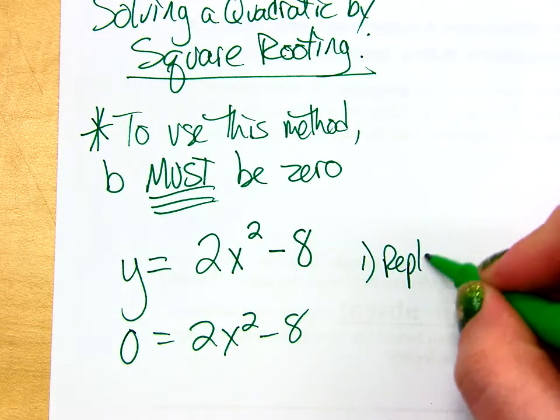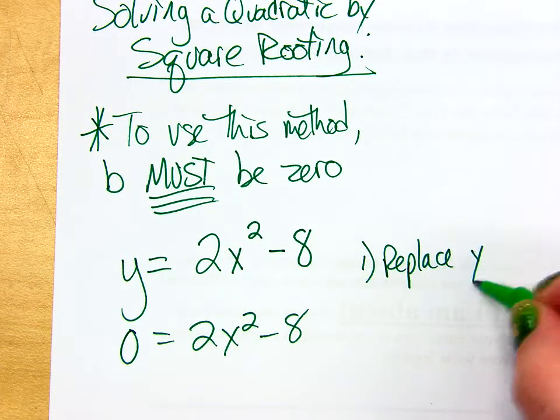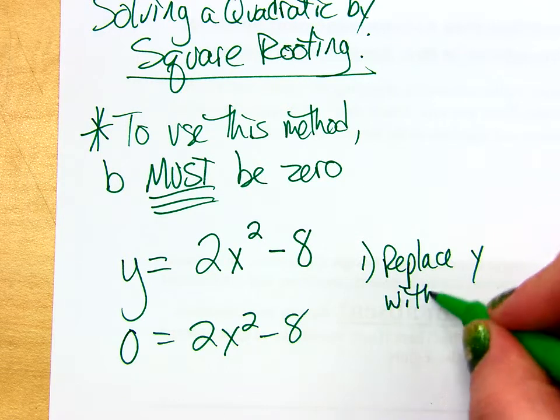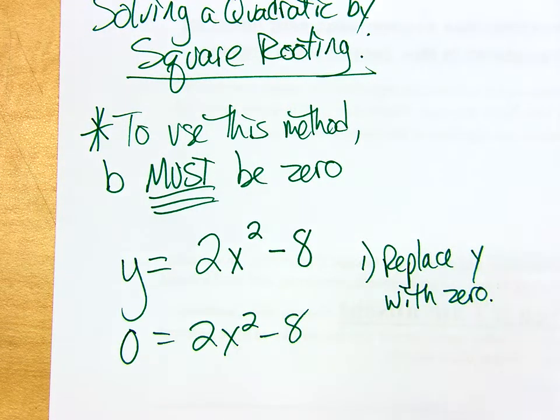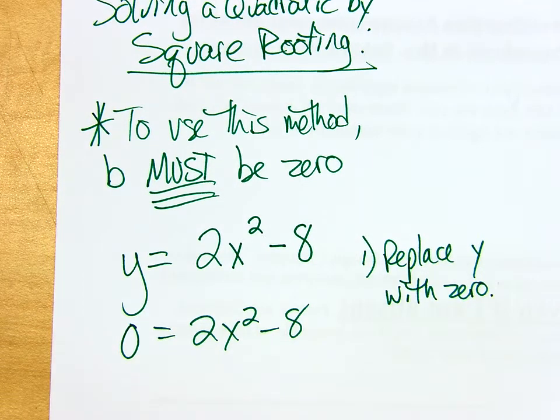Replace y with 0. Because I'm trying to look for what is the x value when y is 0. So I'm allowed to do this. Again, sometimes that'll already be done for you, but if it's not, any y's, just change them into a 0.